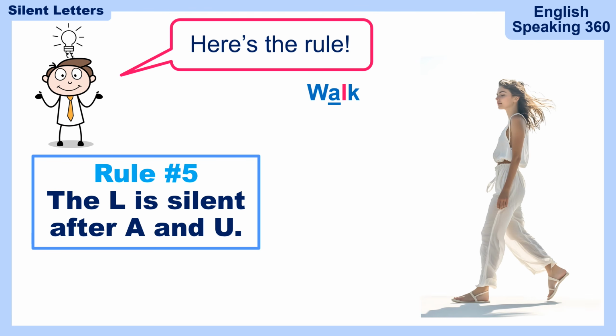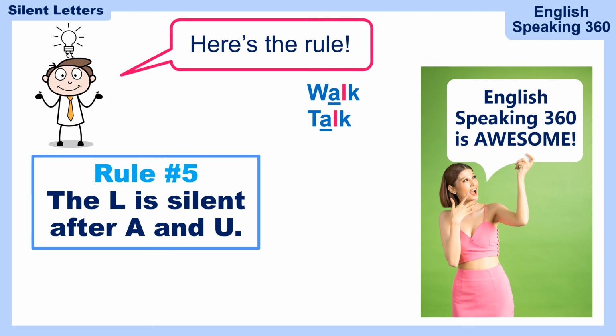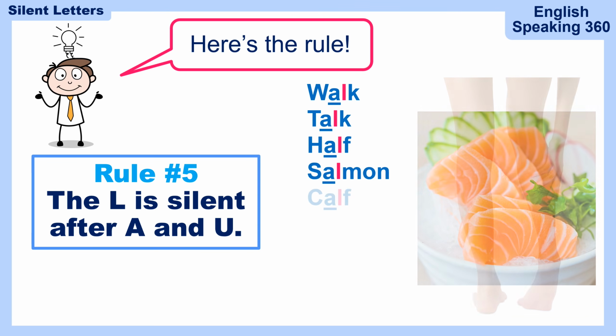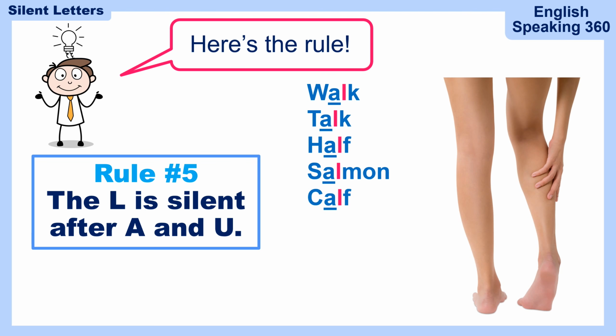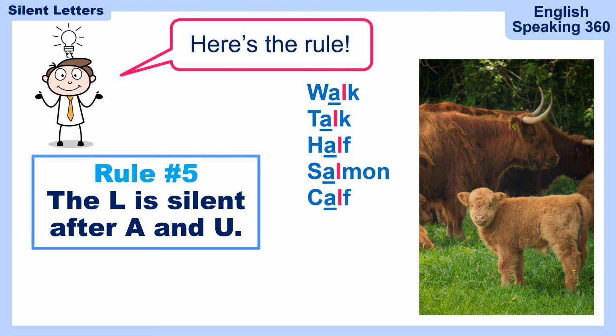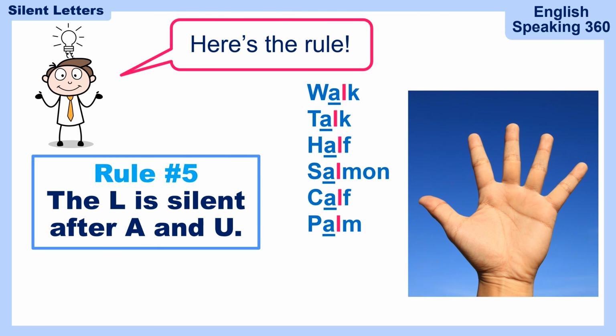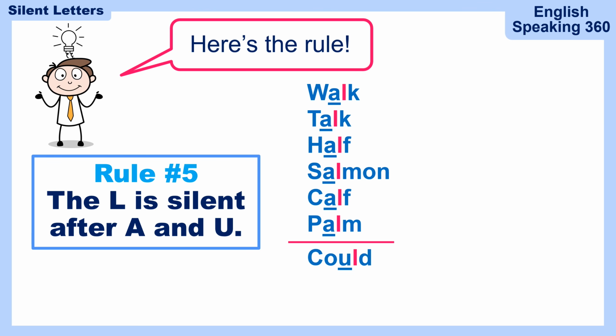Here are some examples. Do we say wal-k? We don't say walk. We say walk. Talk. Half. Salmon. Calf. And there's another possibility. Calf is also a baby cow. Palm. Another possibility, the palm of your hand. We also have modal verbs, could, should, and would. We don't pronounce the L after a U or an A.